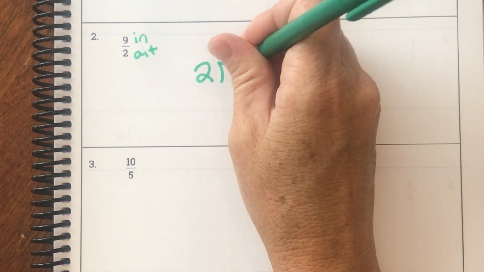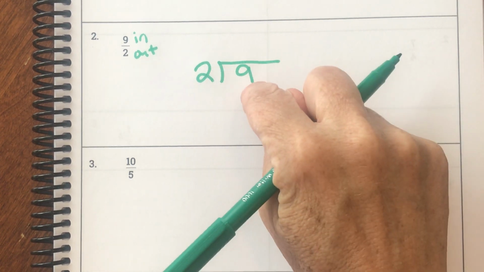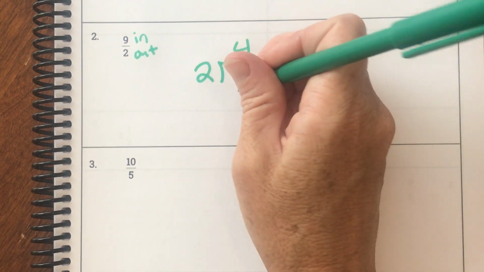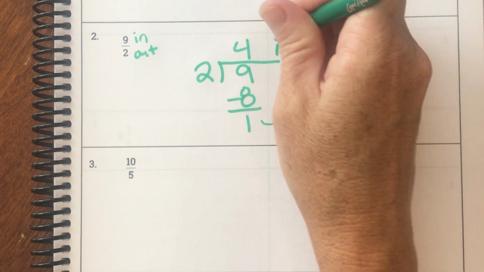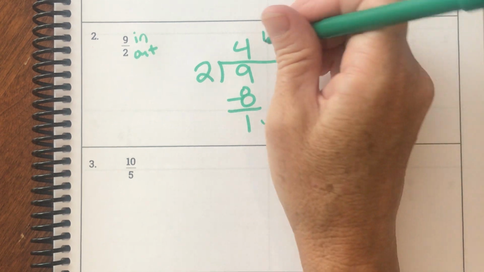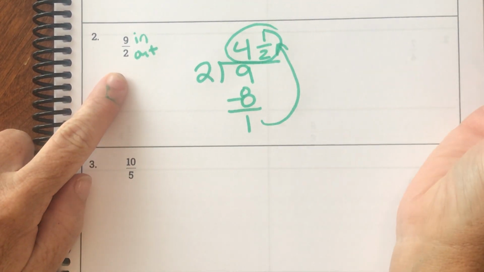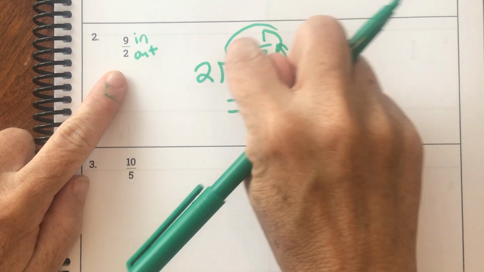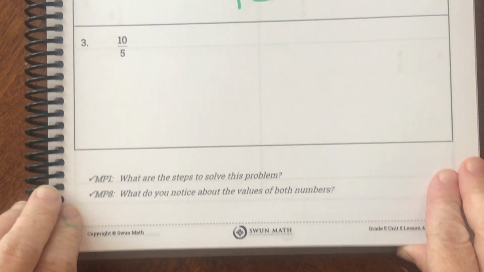So 2 goes out, 9 goes in, and then let's divide. 2 can fit into 9 4 times. 4 times 2 is 8, and I have 1 left over. And that becomes my numerator, and my denominator stays the same. So it's 4 1/2. So 9 halves is the same as 4 1/2. Okay, let's try one more.